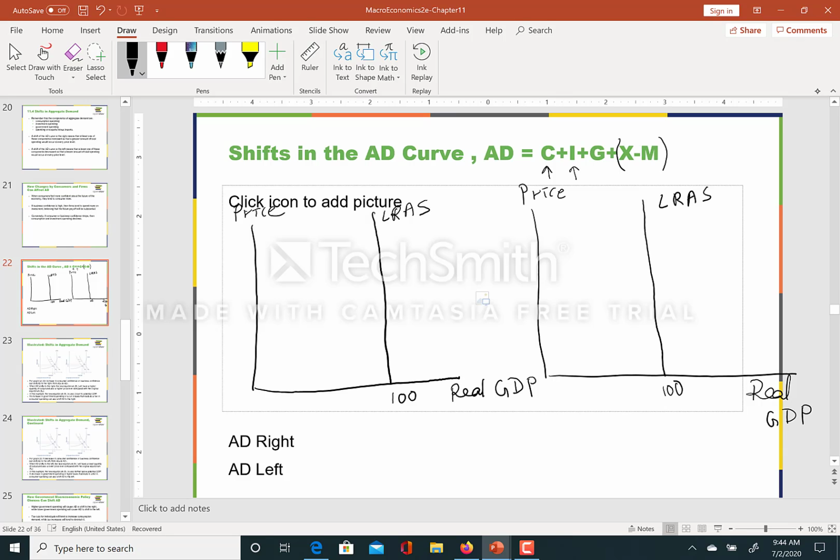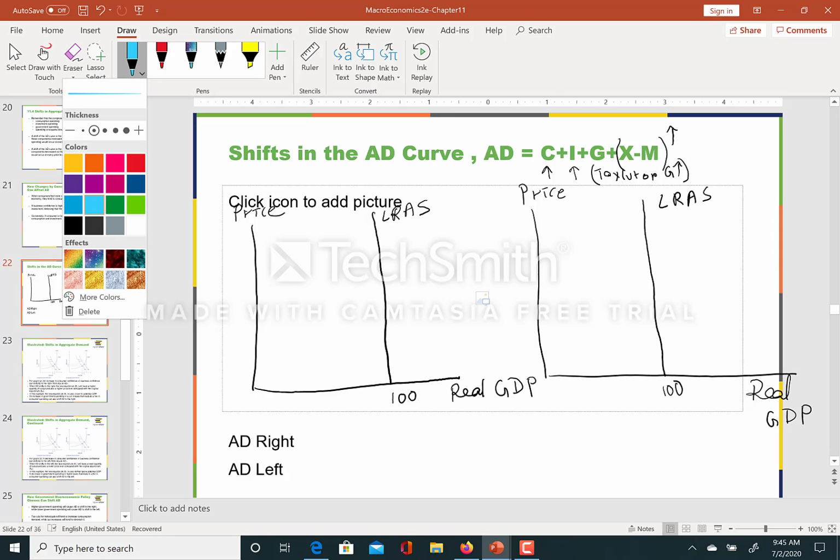Now take a look at this G component here. We have two government policies that also work. So if we have a tax cut or increase in government spending, the aggregate demand curve will shift to the right. On the contrary, if tax increases and/or government expenses decrease, the aggregate demand curve will shift to the left. Also with the net export part, if this increases, the aggregate demand shifts to the right; if it decreases, aggregate demand will shift to the left.